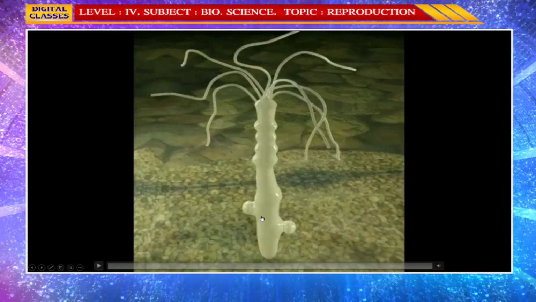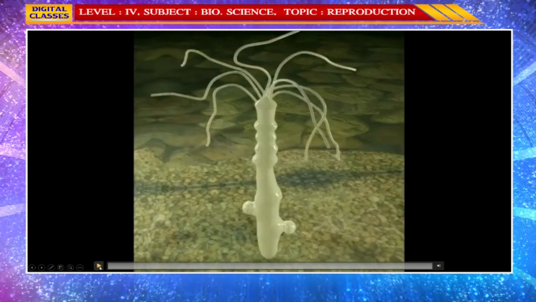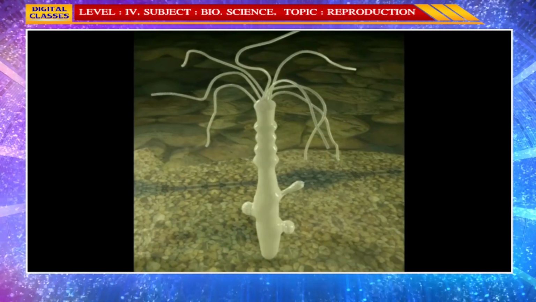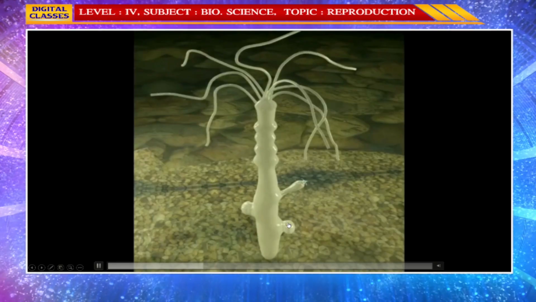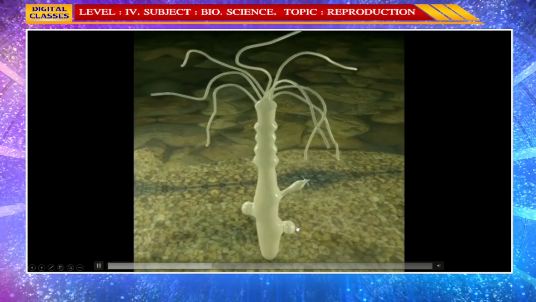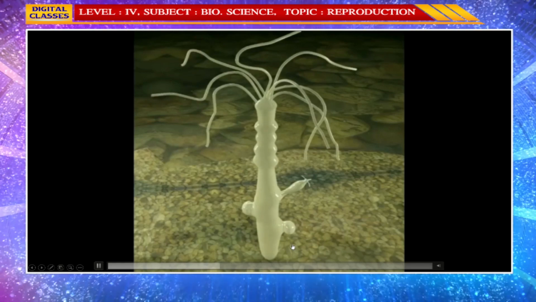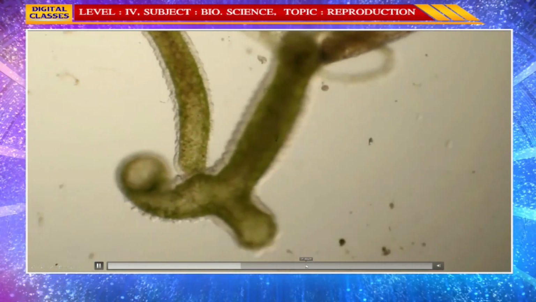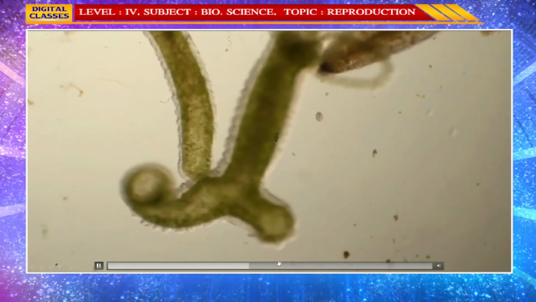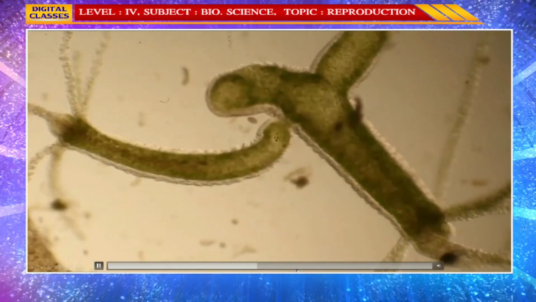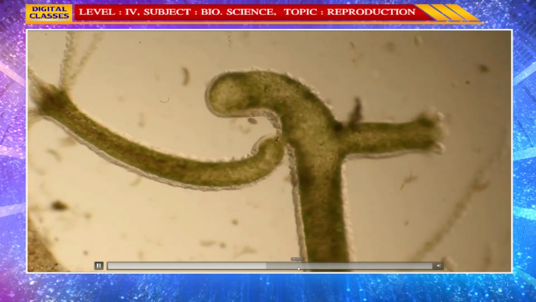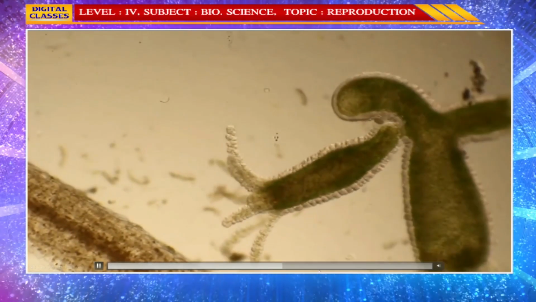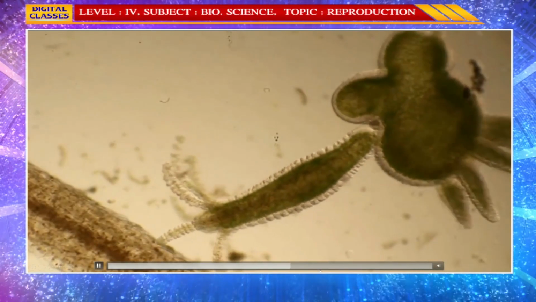Students, observe this video. Here you can see the budding in hydra. In hydra, first a small outgrowth called a bud appears. Here you can see buds on the hydra. These buds are formed on the side of its body by the repeated divisions of its cells. This bud then grows gradually to form a small hydra by developing a mouth and tentacles. And finally, the tiny new hydra detaches from the body of the parent hydra and lives as an independent organism.